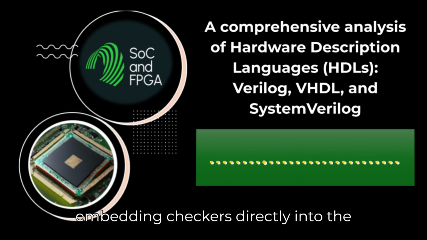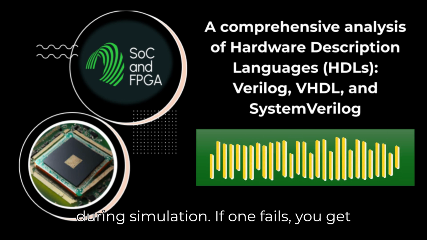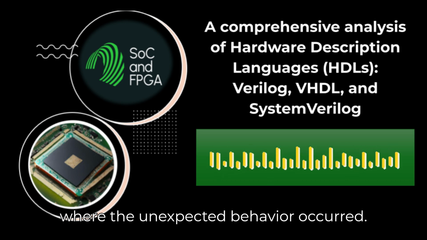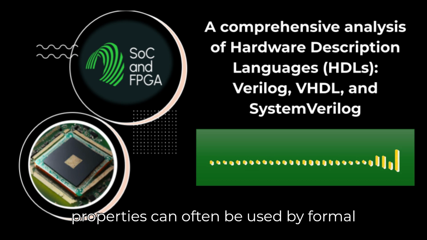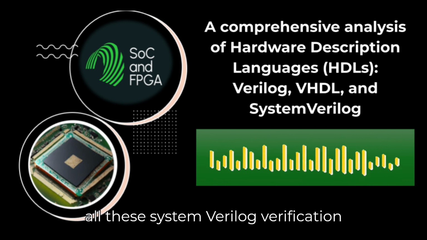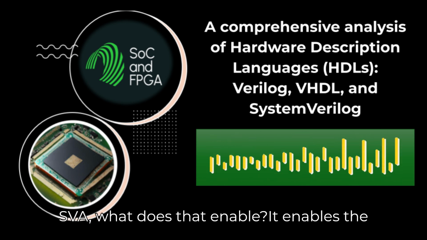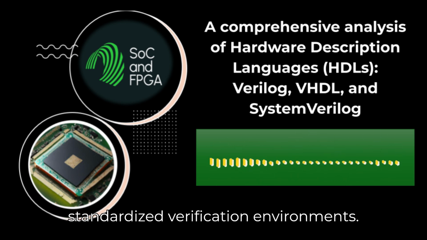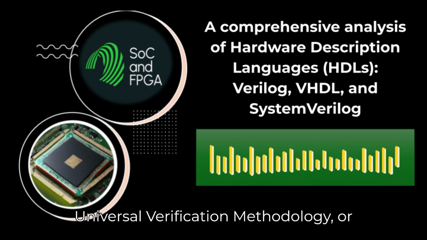So you're embedding checkers directly into the design or testbench. You are. These assertions are checked continuously during simulation. If one fails, you get an error pinpointing exactly when and where the unexpected behavior occurred. And importantly, these same SVA properties can often be used by formal verification tools too. We'll get to formal verification later, but putting all these SystemVerilog verification features together, OOP, CRV, coverage, SVA, what does that enable? It enables the creation of sophisticated, reusable, and standardized verification environments. And the culmination of all this is the Universal Verification Methodology, or UVM.